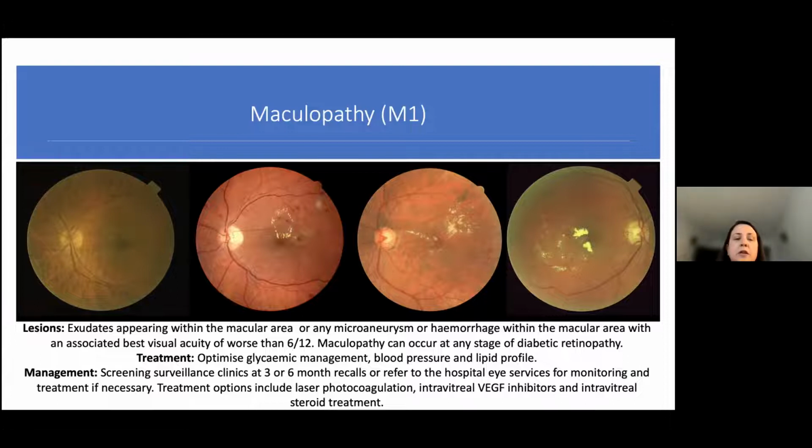At this point, it would still be really important to optimize that blood glucose management, blood pressure and lipids. It really can make a difference in helping to limit the amount of treatment that you might need.